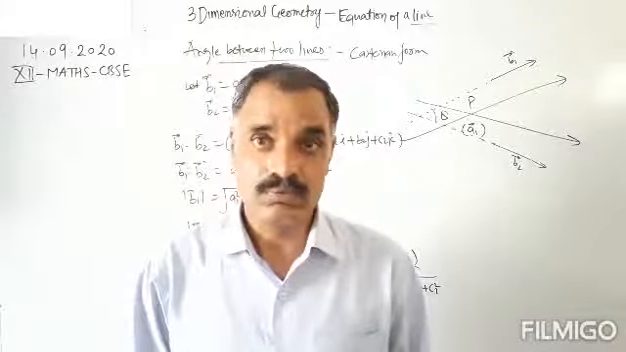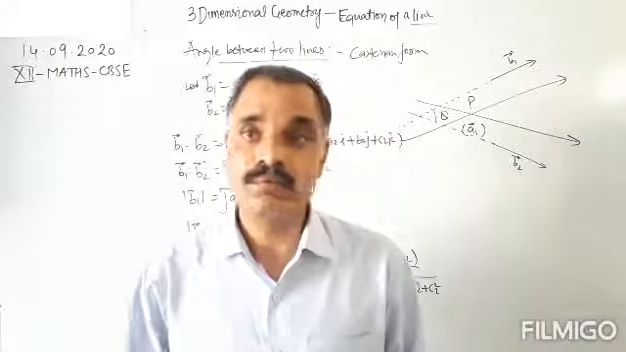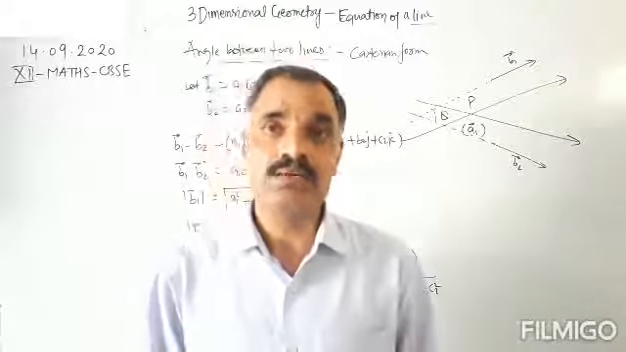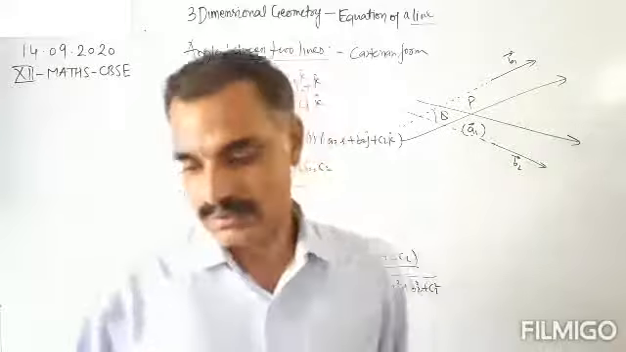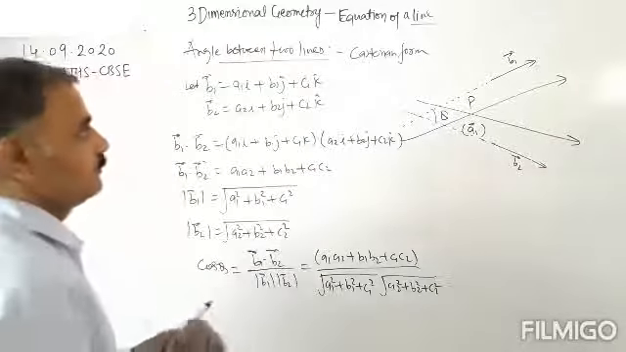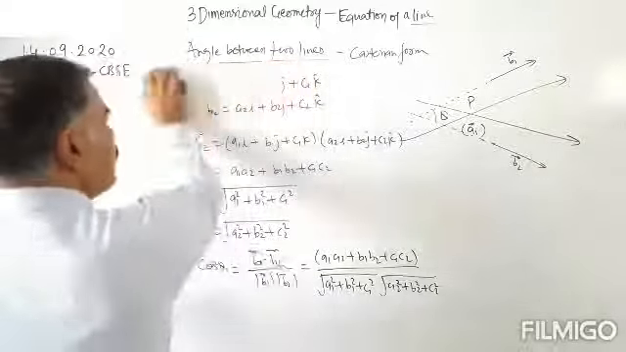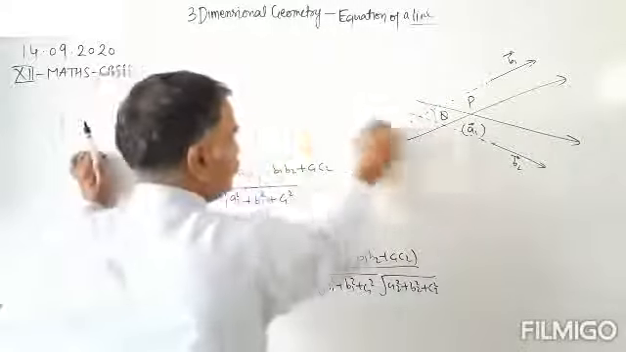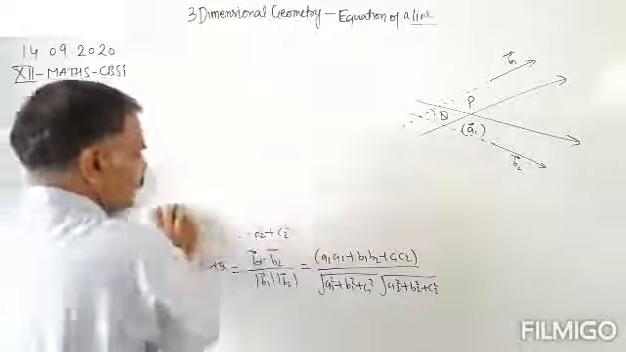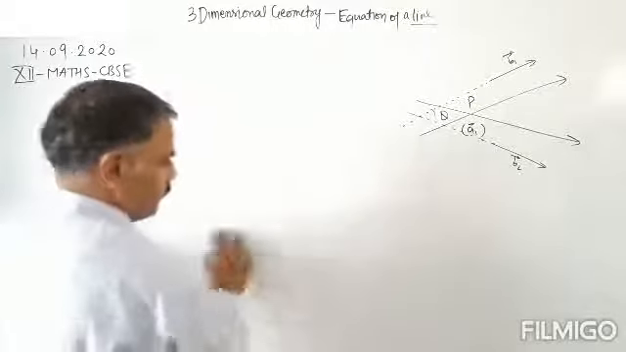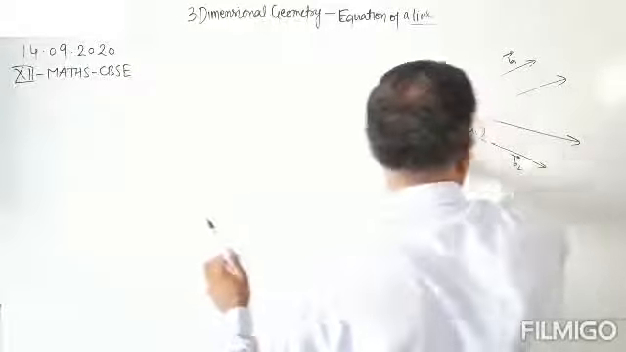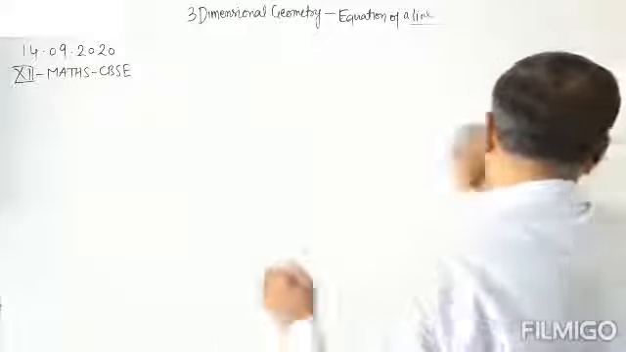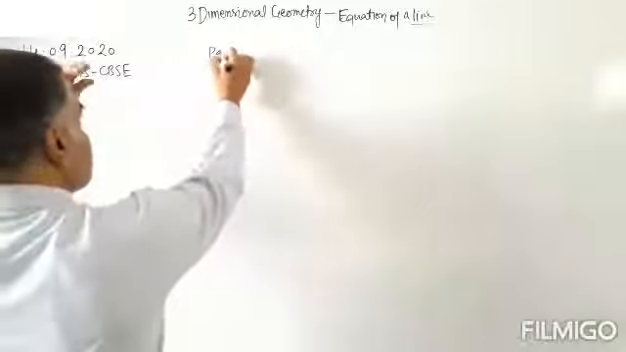Now we will obtain the condition of parallelism and perpendicularity of the two lines. So write down the parallelism of two lines. Parallelism of two lines means when two lines will be parallel, and when two lines will be perpendicular.